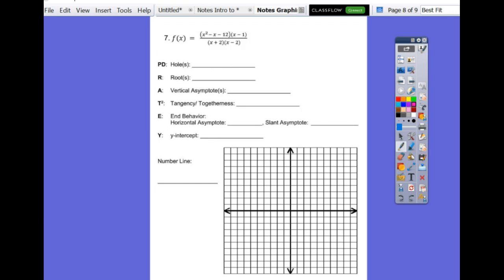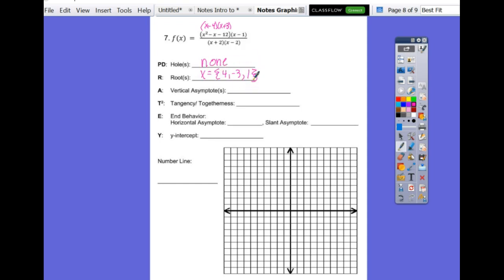Okay, so for number 7, the first thing I'm going to have to do is go ahead and factor. So I'm going to get x minus 4 and x plus 3. If you look, none of the terms cancel, so I have no point discontinuity. My roots will come from the top. So my x is going to equal 4, -3, and 1.